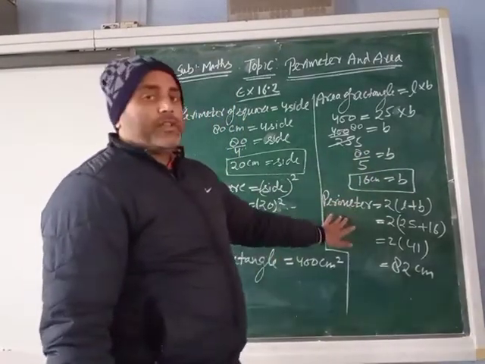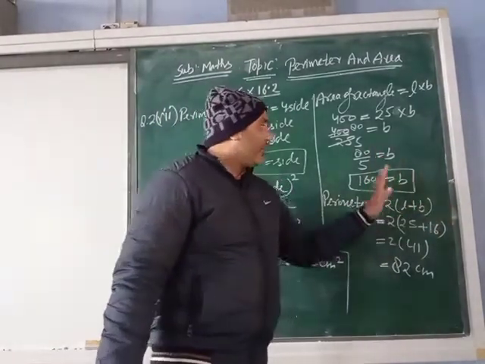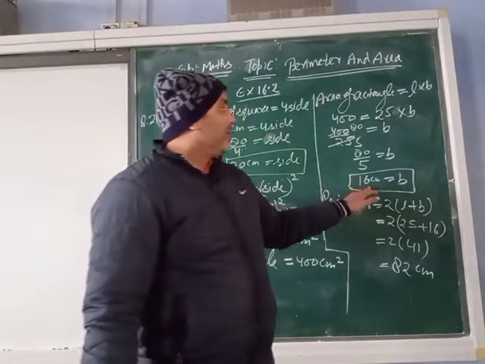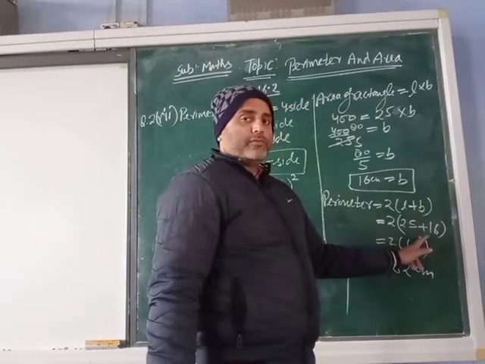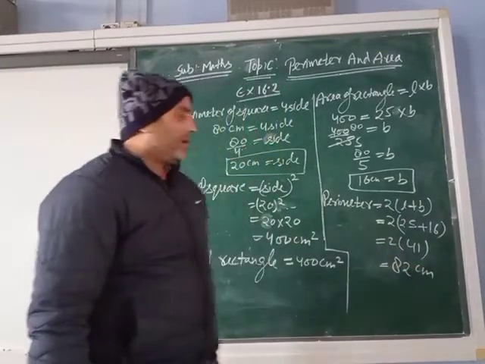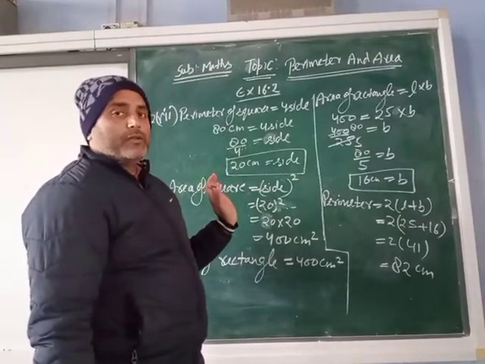Now you know the perimeter of a rectangle is 2 in bracket length plus breadth. We know the length and breadth. Length is 25 and breadth is 16. Again, with the help of this formula, you will find the perimeter of the rectangle. So now Exercise 16.2 is complete. Now write down.